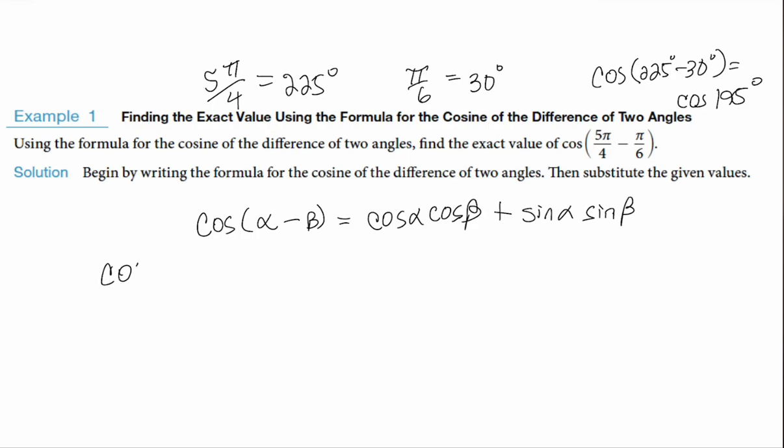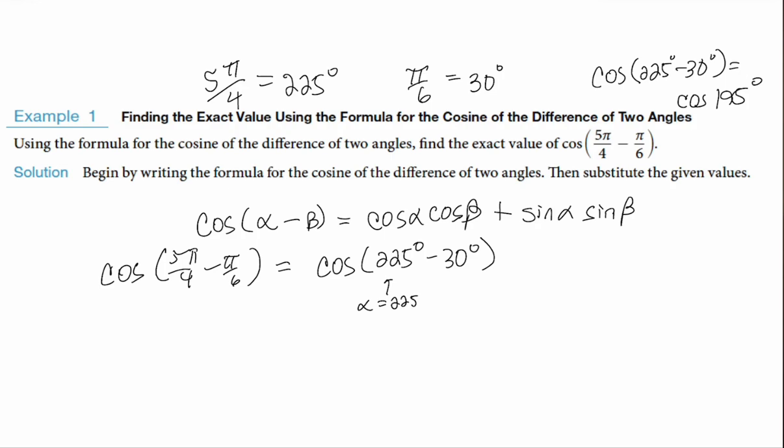So the cosine of 5 pi over 4 minus pi over 6. How do we do that? My suggestion always for these is to put it in degrees first. We can deal with it later, but if we put it in degrees, that's just the cosine of, like I said earlier, 225 minus 30. So into the formula, my alpha is going to be 225, my beta is going to be 30.